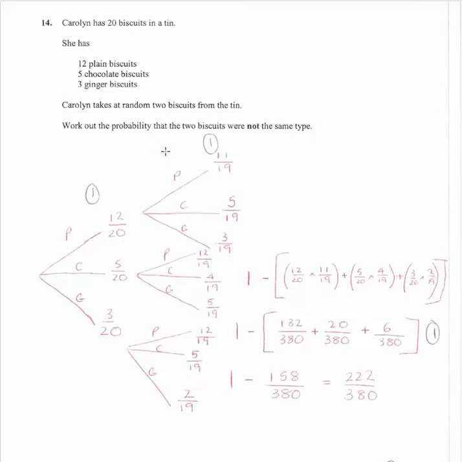Carolyn has 20 biscuits in a tin and she has 12 plain, 5 chocolate, 3 ginger. Work out the probability that they were not the same type. So first of all, look, 2 marks for just doing a tree diagram. Now with these questions, when we get onto the A* A questions, the probability changes. By that I mean it's not like rolling a dice where you've got a 1 in 6 chance every single time you roll it. Here, the first biscuit taken out was plain. So the probability is 12 out of 20 because there's 12 plain and 20 altogether.